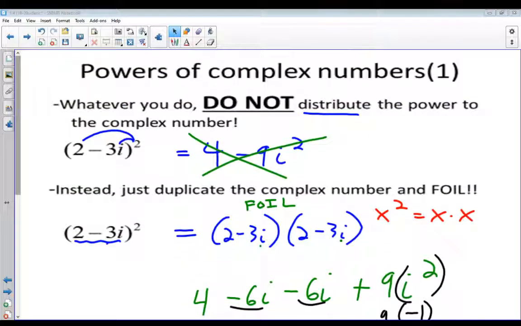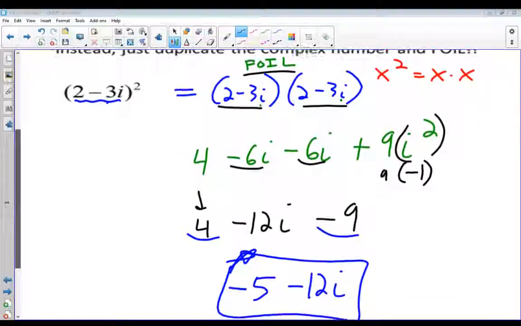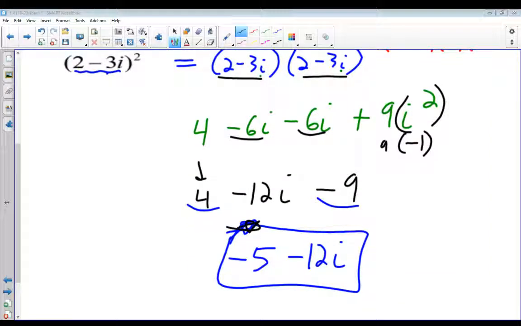Again, do not distribute the power. Instead, take the blob, double it, and then FOIL. And you'll get the correct answer.